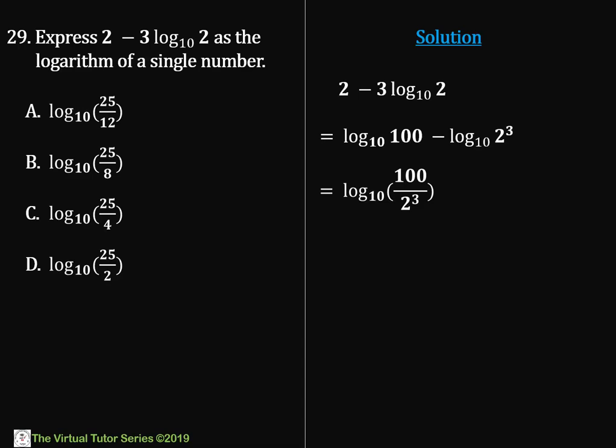2 exponent 3 is 8. So our expression now becomes log 100 over 8 to the base 10. 4 into 8 is 2, and 4 into 100 is 25. So we have log 25 over 2 to the base 10. Therefore, the correct answer is option D.